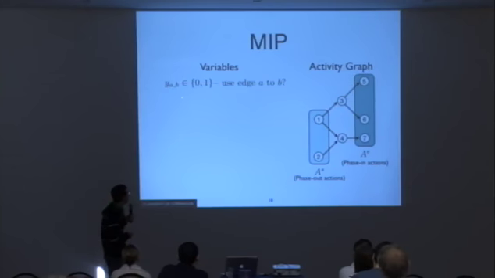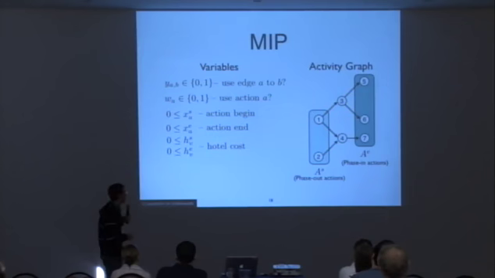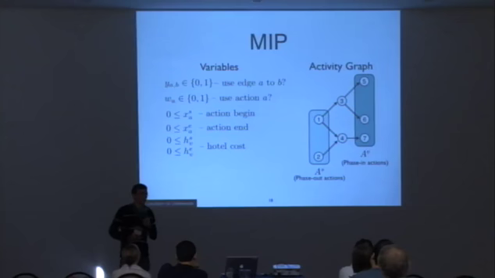So what are the variables? We have, do we use an edge in this graph? Is an action used? This W is an auxiliary variable in the model. And then for each of these actions, I just have a start and end time, sort of similar to LTOP. And then I also have variables representing the hotel time start and end.